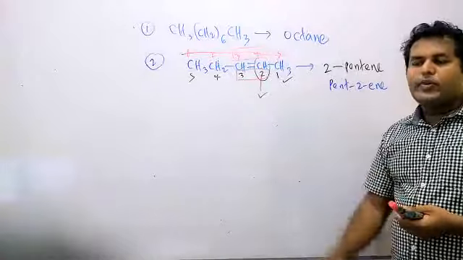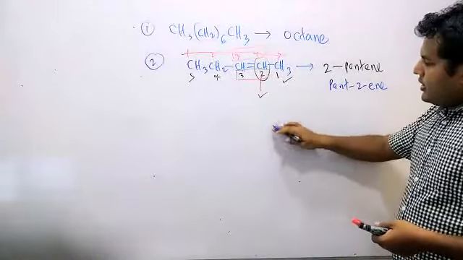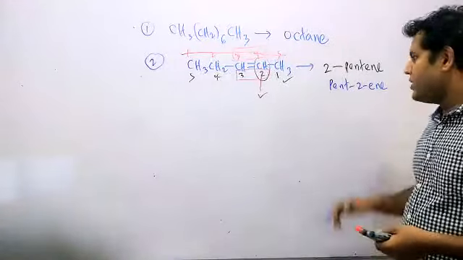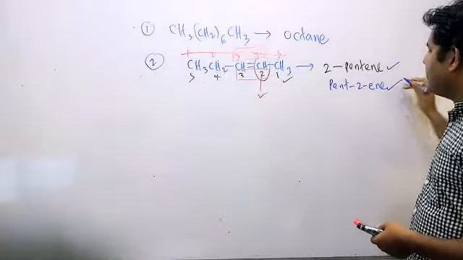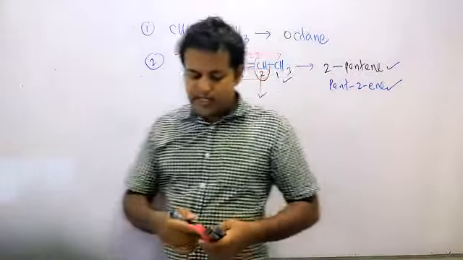Still, these are not IUPAC names. These are just general names or some odd names of these compounds. According to the IUPAC rules, we'll be discussing this 2-pentene or pen-2-ene, both are correct. Use a dash there. If you have any questions, please ask.